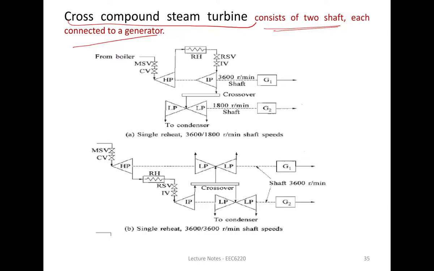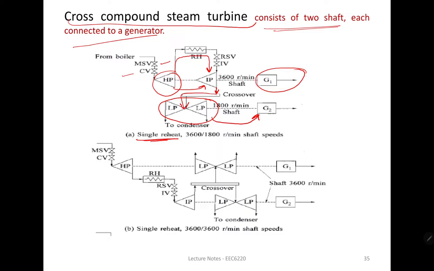Okay, so let us see this model in which we have single reheat. From here you can see that we have MSV, control valve, and the high pressure turbine. After the high pressure turbine, through the reheater, we are giving to the intermediate pressure. Both the high pressure and the intermediate pressure turbines are connected on the same shaft and to the same generator. But after the steam exits from the intermediate pressure, through the crossover, we are giving it to the low pressure turbine, but this low pressure turbine is connected to one separate generator. Okay, so two generators are over there, G1 and G2. High pressure and intermediate pressure turbines are connected to G1, whereas the low pressure turbine is connected to G2.